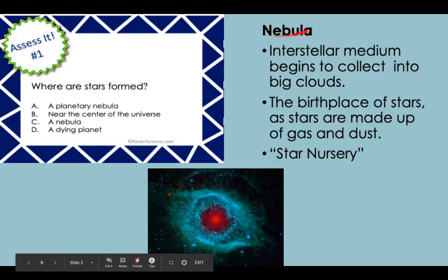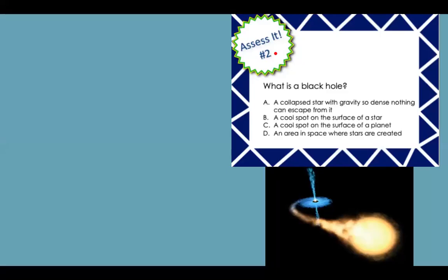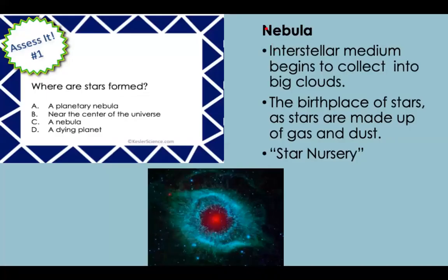So I took these notes directly from the PowerPoint that you guys had for your notes. And so it says nebula. Interstellar medium begins to collect into big clouds, the birthplace of stars, as stars are made up of gas and dust. It's also called a star nursery. So the correct answer for this question is simply C, a nebula. All right, we're going to go to the next question.